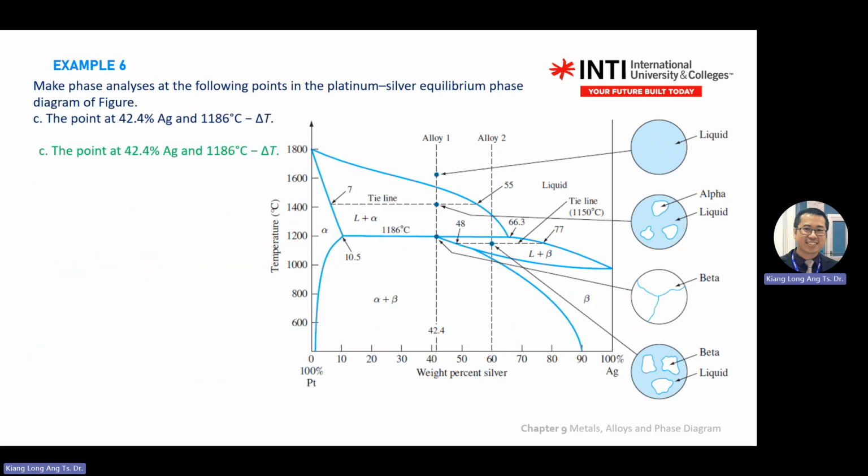Okay, what about the minus T? It means just below the 1186. So just below. You're still seeing just below this point. You only see beta just below it, because it's still touching this point.